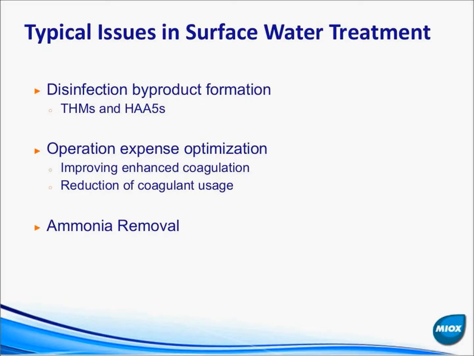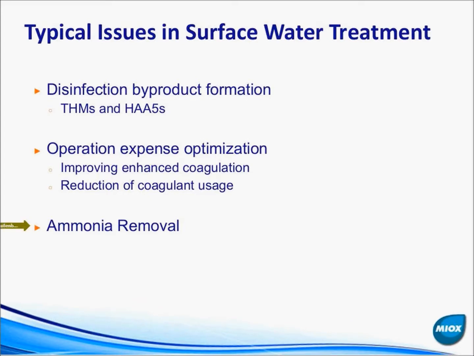So the issues I'll be focusing on today in surface water treatment include disinfection byproduct formation. Both THMs and HAA5s tend to fall under that. Sprinkled within these discussions, I'll also be talking about operation expense optimization. This can be done in a variety of ways, improving enhanced coagulation to reduce coagulant usage, as well as simply being a cheaper chemical to generate. And then finally, we'll also touch on ammonia removal.